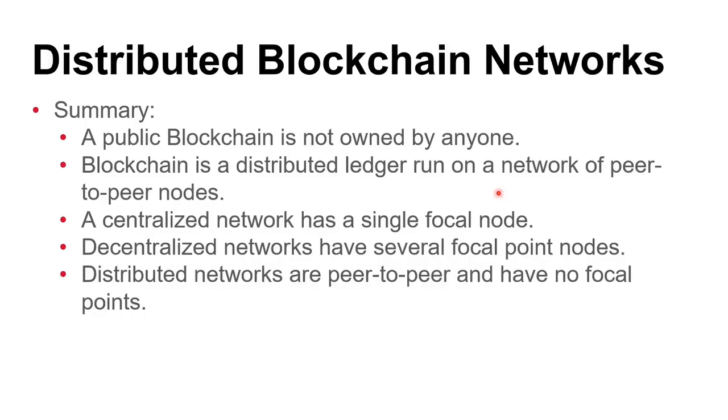So again, public blockchains are not owned by anyone, and blockchain is a distributed ledger that runs on a peer-to-peer network. The centralized network has a single focal node. Decentralized networks have several focal points, and distributed networks are completely peer-to-peer, with no central focal points.